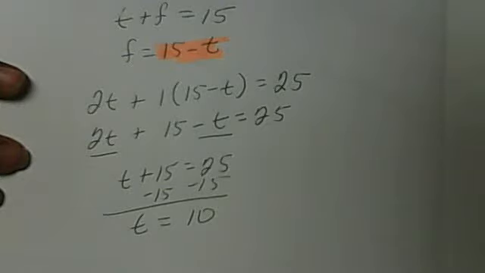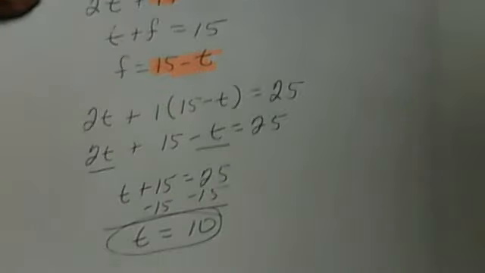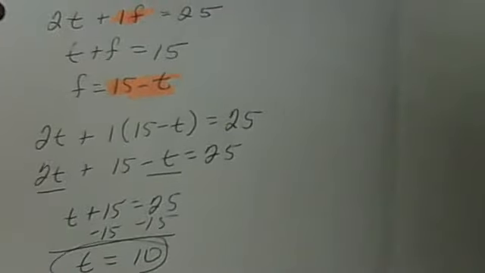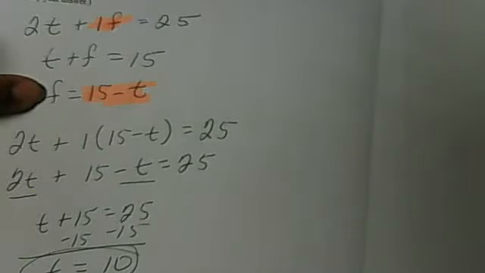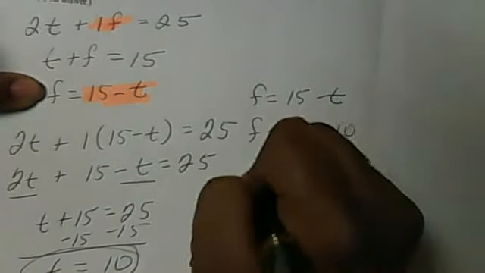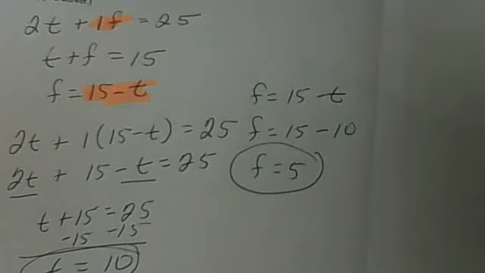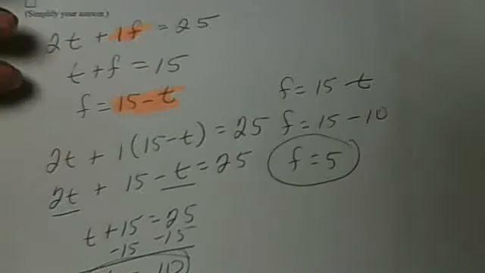So T is 10 right there. 10 2-point shots. That's why I like the letters, 2-point shots. So if I made 10 2-point shots, how many free throws did I make? That's simple. F is equal to 15 minus the T. So F is equal to 15 minus the 10. F is equal to 5. So 5 free throws, 10 2-point shots.